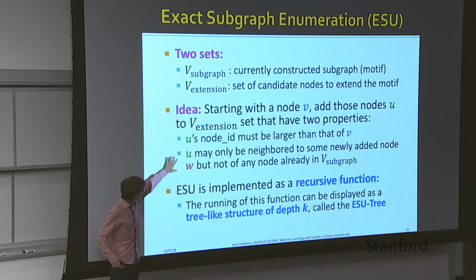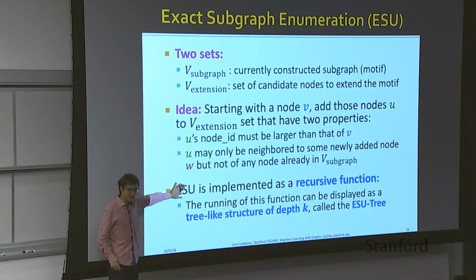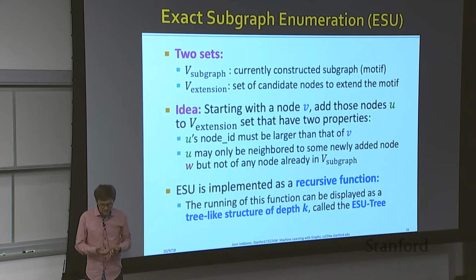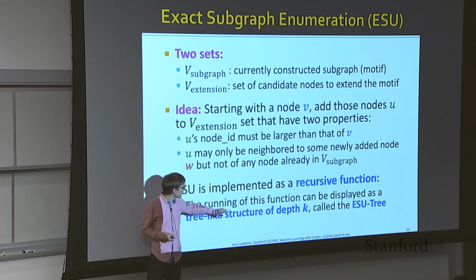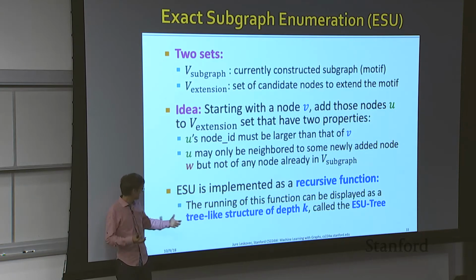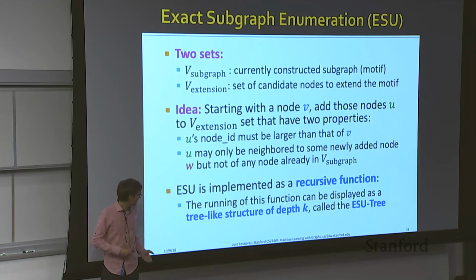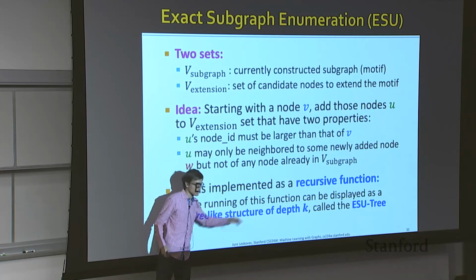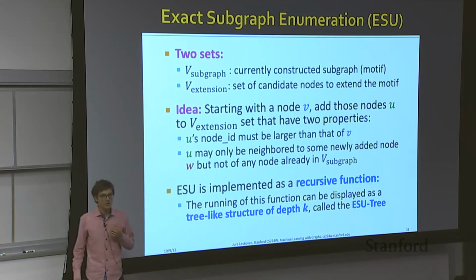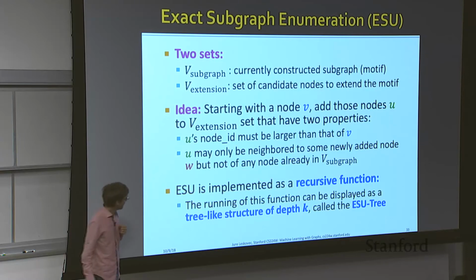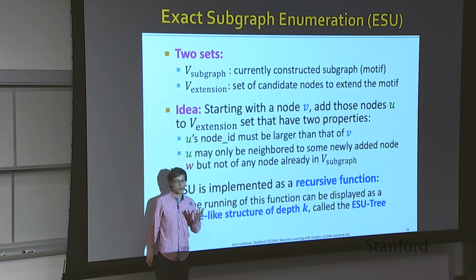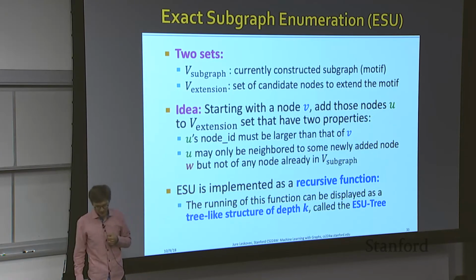And given these rules, the ESU algorithm can be implemented in a recursive fashion, where the running of the function can be displayed in a tree-like structure of depth k, and this tree-like structure will be called the ESU tree, and I will show you an example. So first, I'll give you the pseudocode, and it will be a bit scary, but bear with me, okay?